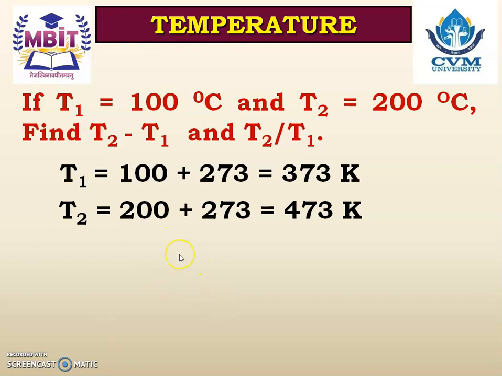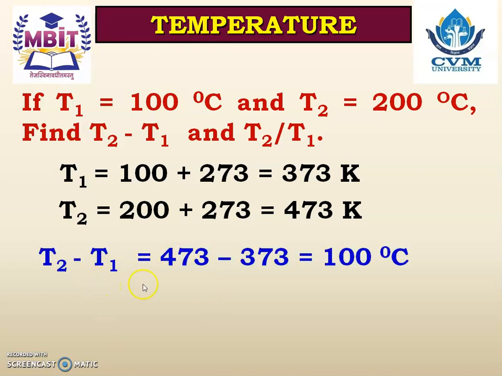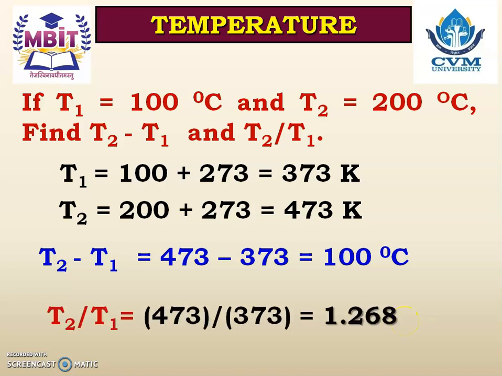Right? So that again I am doing. T2 minus T1 is equal to 473 minus 373. Answer is 100. So there is no effect when we do the calculation in degree Celsius or Kelvin when it is subtraction. But when it is division, we have to convert into Kelvin only to get the correct answer.